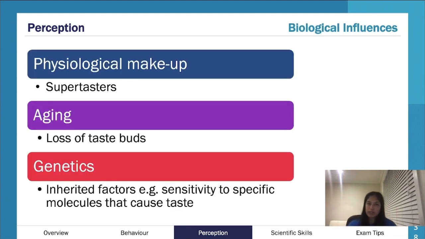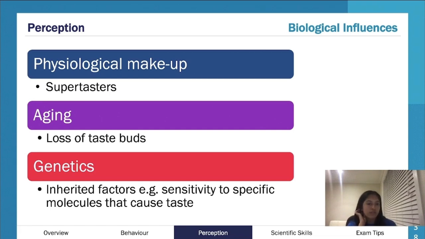Okay, so we looked at biological influences for vision. For taste, it's kind of the same things. So physiological makeup, there is something you need to be aware of. They are called super tasters. The idea is that they're born with a lot more taste buds than the average person. So their perception of taste is much more vivid. They taste flavors a lot more strongly than a normal person with a normal amount of taste buds would. Hence the term super tasters.